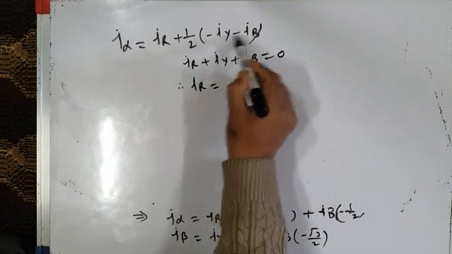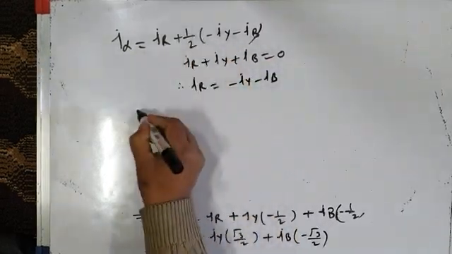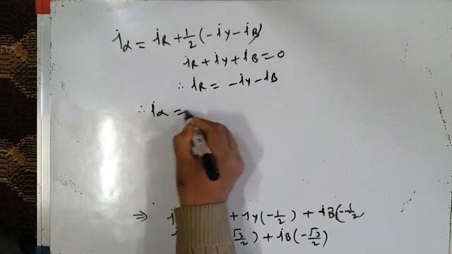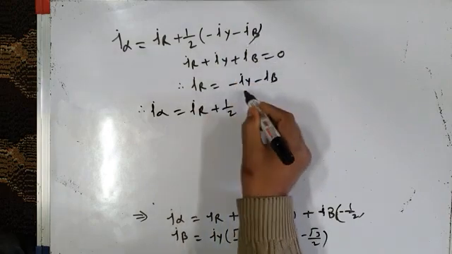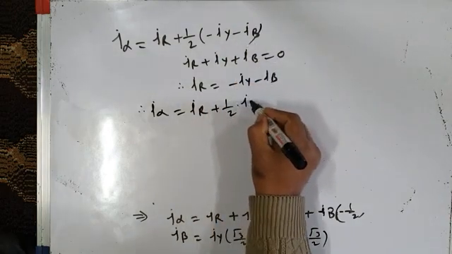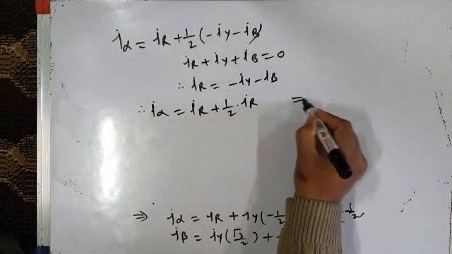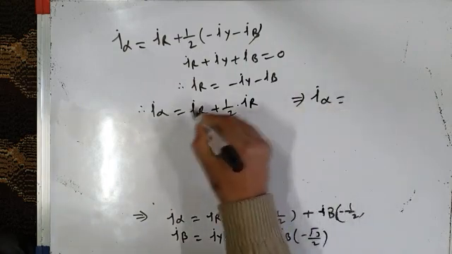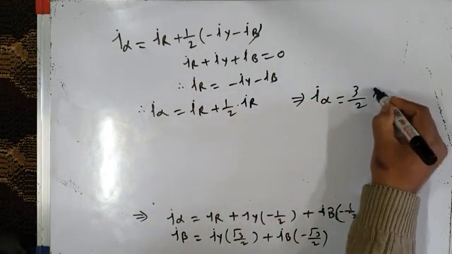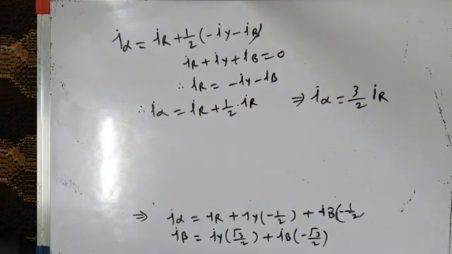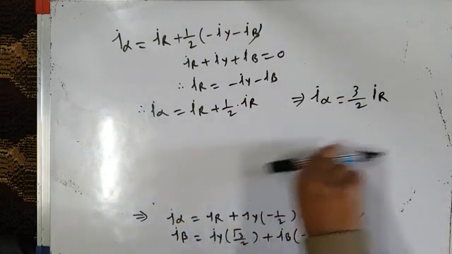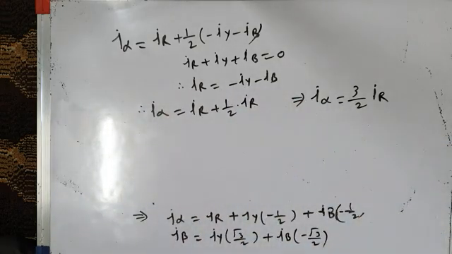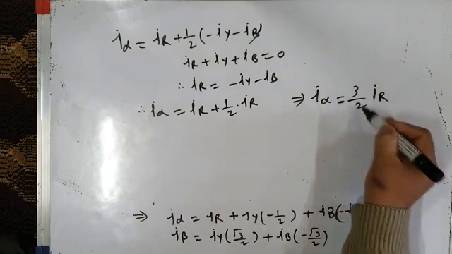So therefore, minus Iy minus Ib is equal to IR. I can put it here. Therefore, I alpha is equal to IR plus 1 by 2 into minus Iy minus Ib, that is equal to IR. So this means I alpha is equal to 2 plus 1, so this is 3 by 2 IR. This is I alpha, the equivalent current along the alpha axis in terms of currents in three-phase windings, 3 by 2 IR.